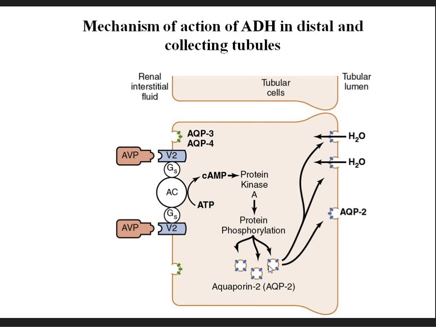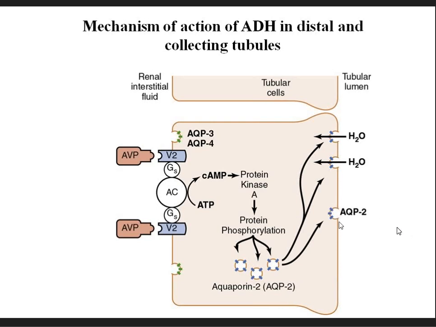Once they are formed, they migrate and get exocytosed and accumulate at the luminal border of the cell. So they get attached by means of exocytosis to the luminal surface, and once aquaporin 2 molecules get attached here, they cause entry of water inside the tubular cells.